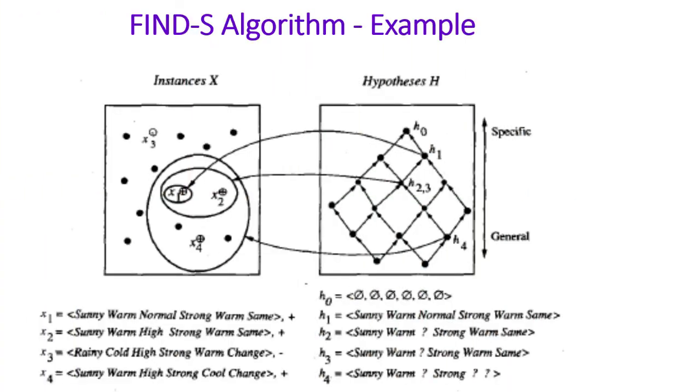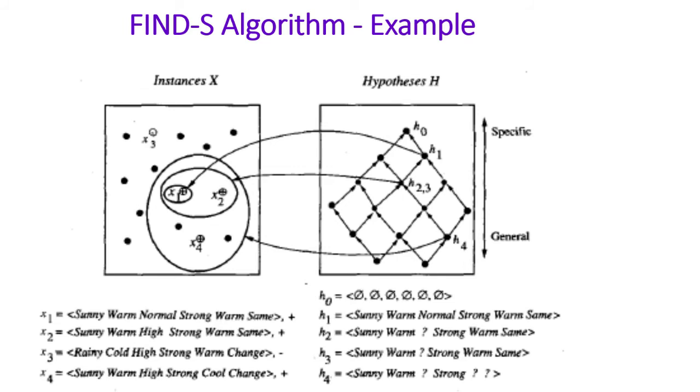Find S algorithm example. If you see the diagram, all the instance space and hypothesis space is listed over here. H0 will be the starting point in Find S algorithm. That will be the first hypothesis. All the values in H0 are considered null values. Then these null values are compared with the first instance, that is X1. Null is compared with sunny. Null means there is no value at all. So sunny remains as it is. Similarly, warm, normal, strong, warm, same are copied.